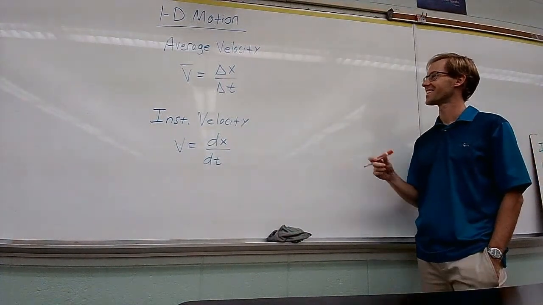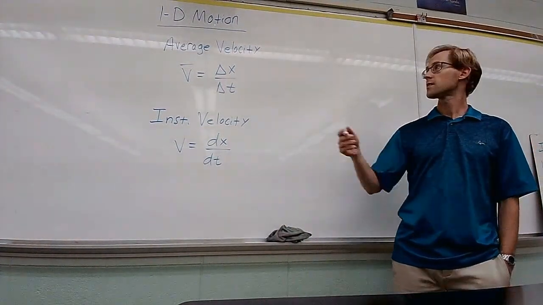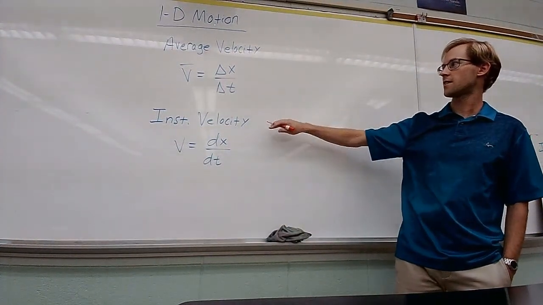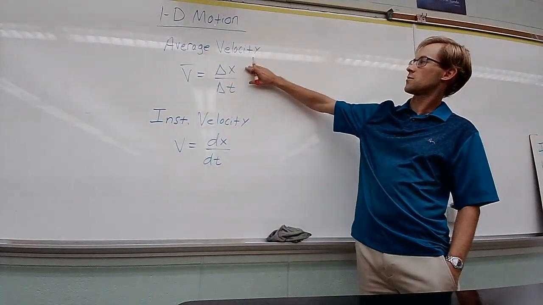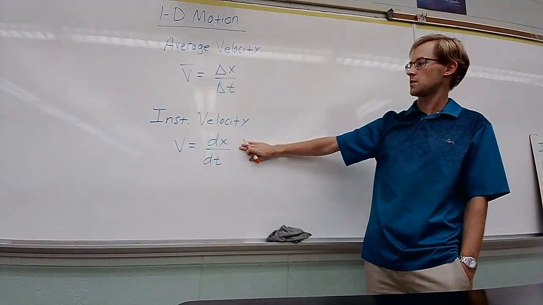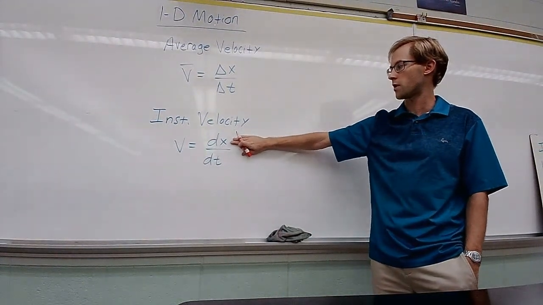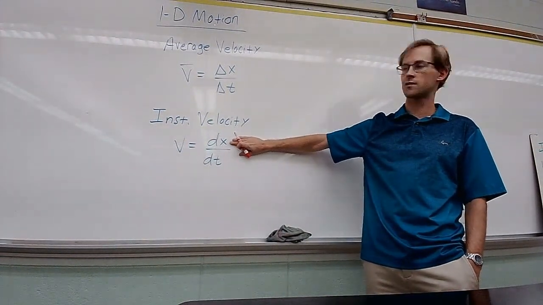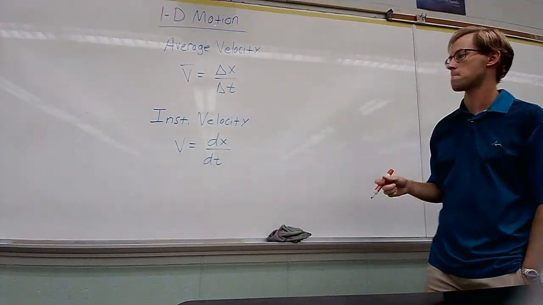Okay, let's do notes. We got this. So this is physics, your velocity stuff. Average velocity is change in distance over change in time. Instantaneous velocity is just taking the derivative of whatever your position x function is with respect to time.